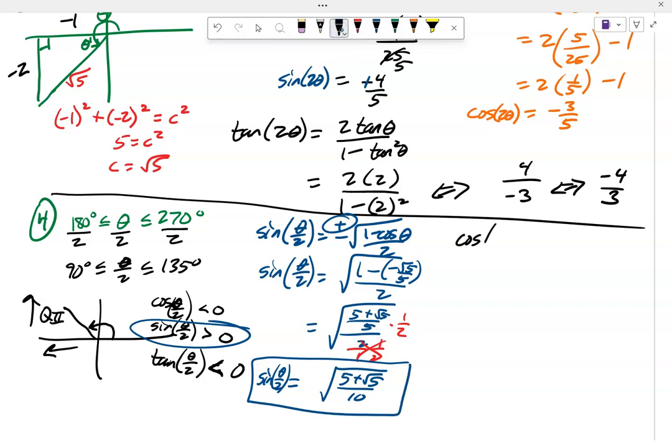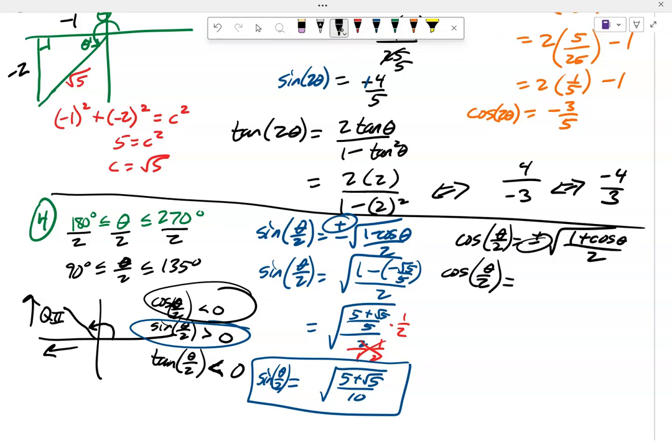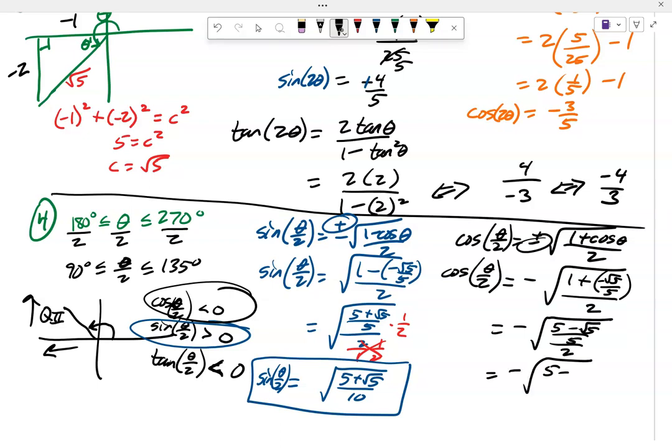Okay, let's do cosine theta over 2, plus or minus square root of 1 plus cosine theta all over 2. We know that cosine theta over 2 is in quadrant 2, so it's negative. So we're going to pick the negative one. Cosine theta over 2 will be a negative root 1 plus, and our cosine is negative root 5 over 5. And so we got 5 minus root 5 all over 5 all over 2. So we got negative square root of 5 minus root 5 all over root 10. There's our cosine theta over 2.